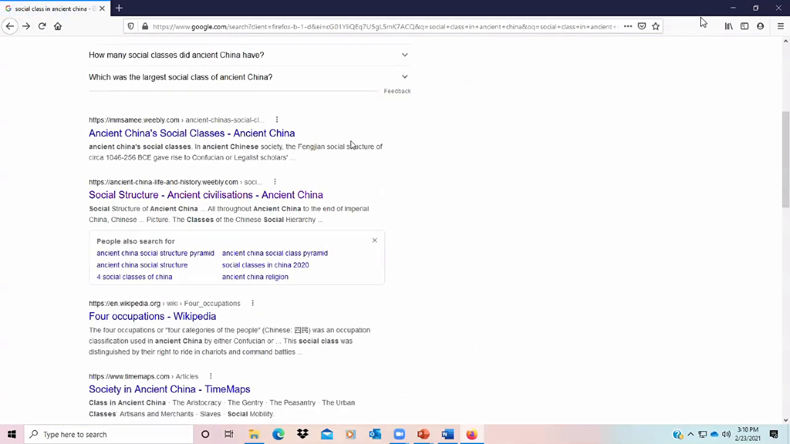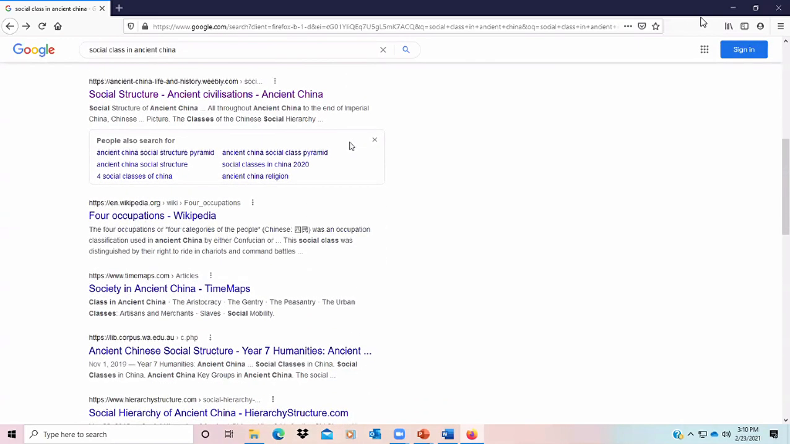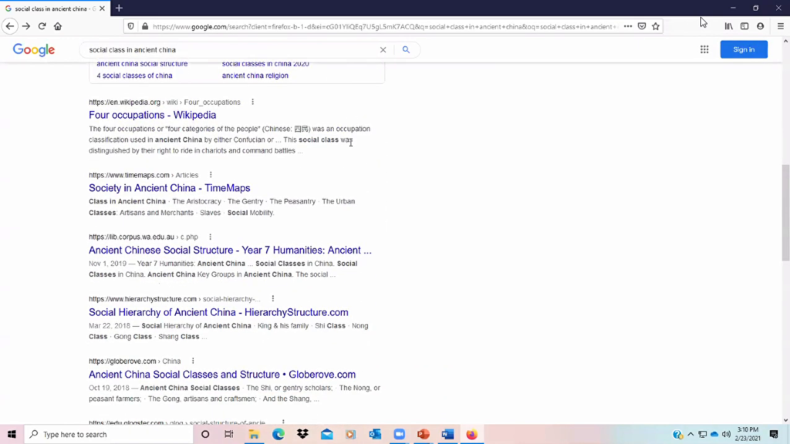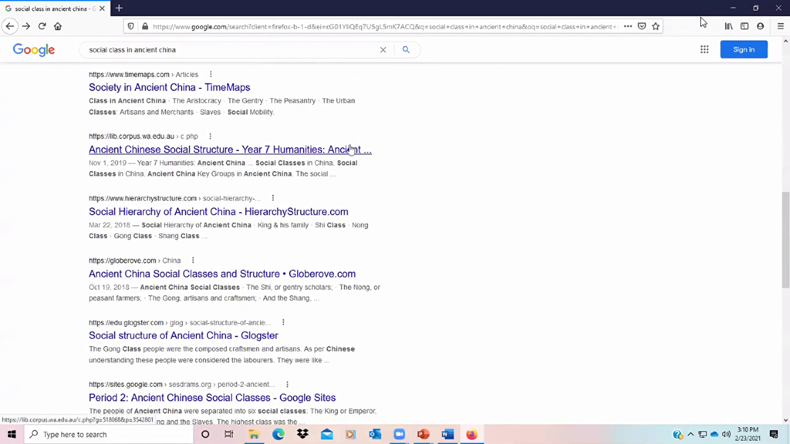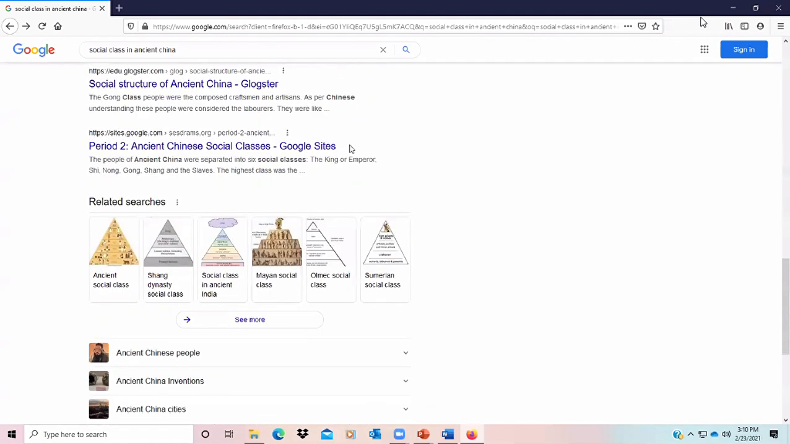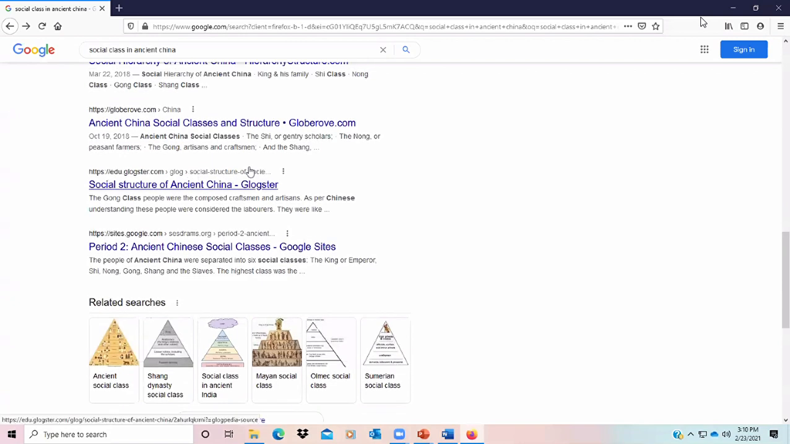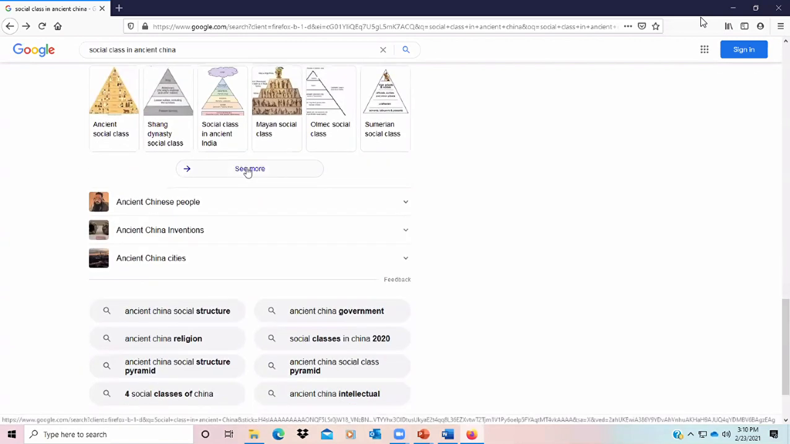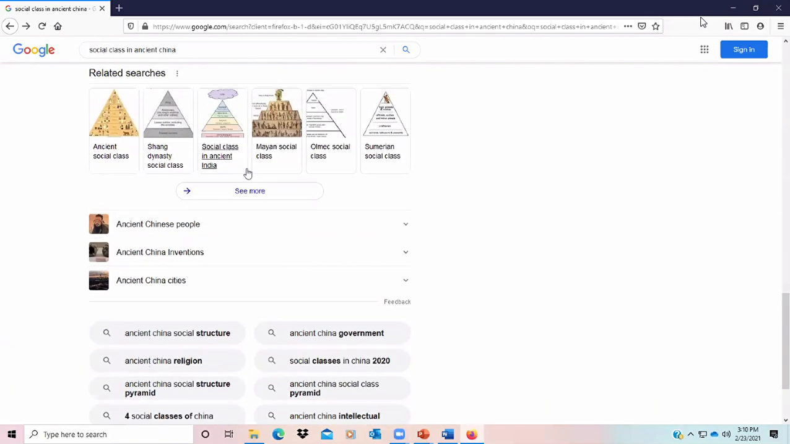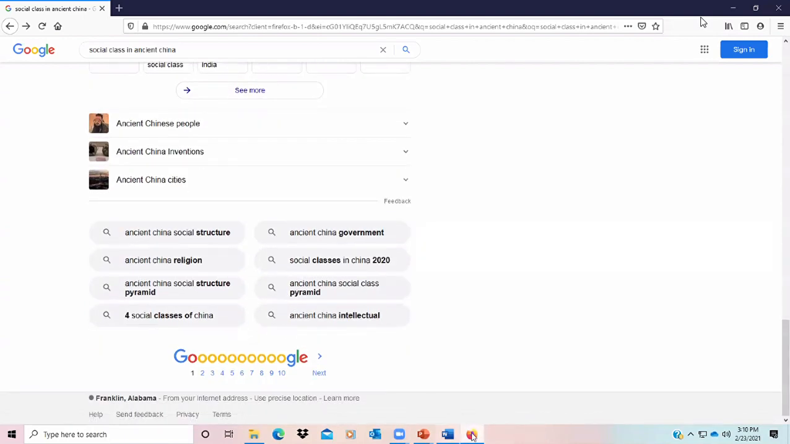If you want to go to and some of these diagrams will give you, right, so you can study that. Okay.